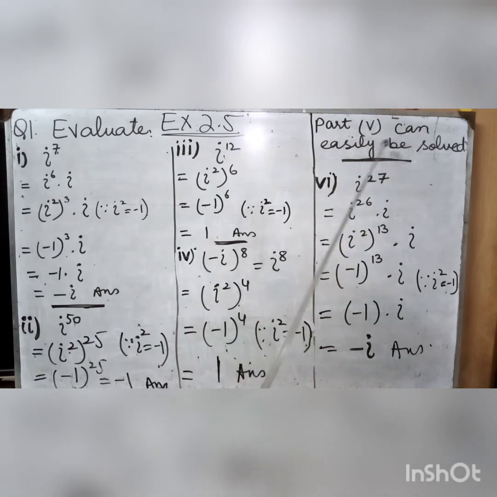Part 5 can easily be done in the similar way. Sixth part, iota 27. It can be written as iota 26 multiplied by iota. So iota 26 can be written as iota square with exponent 13 multiplied by iota. As we know that iota square is equal to minus 1, therefore minus 1 raised to power 13 multiplied by iota. Since it is an odd number, the negative sign remains the same, minus 1 multiplied by iota. Therefore answer is minus iota.